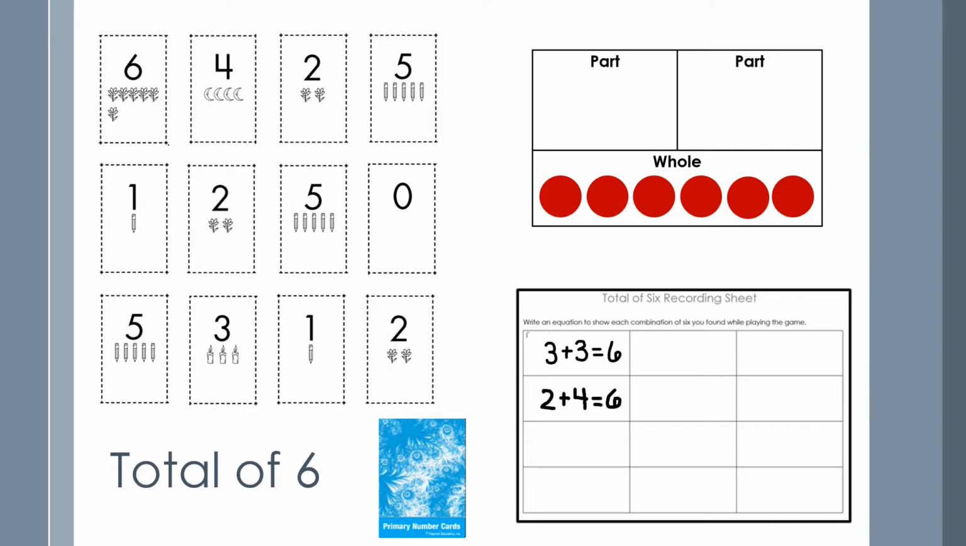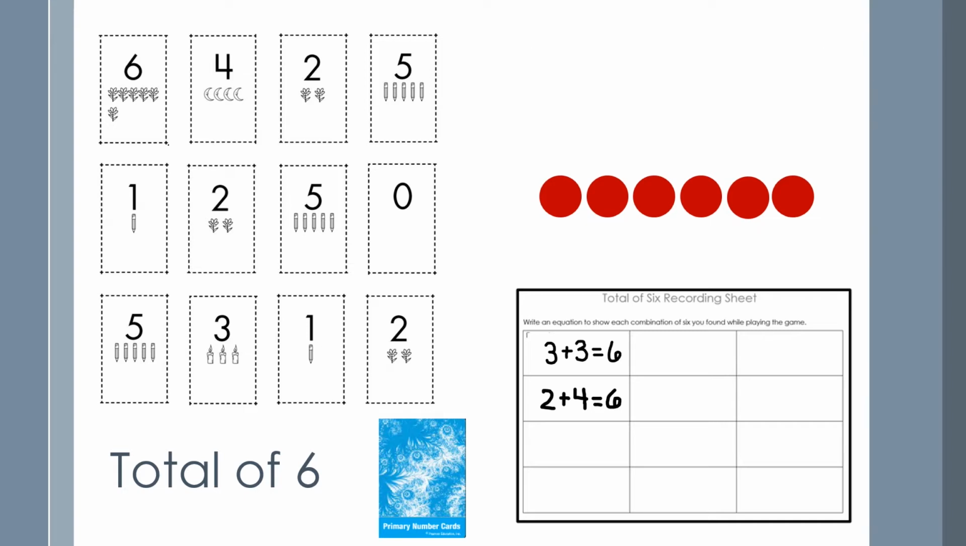I will use the 6 counters to help me, but instead of using the part whole mat, which only has 2 parts, I will take that away and just use the counters to see if I can separate them into more than 2 parts. I was thinking that since I want to use more than 2 numbers, I should probably start with a lesser number like 1, since a greater number like 5 is already so close to the total of 6. I will separate one counter.